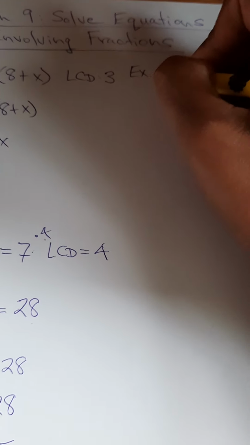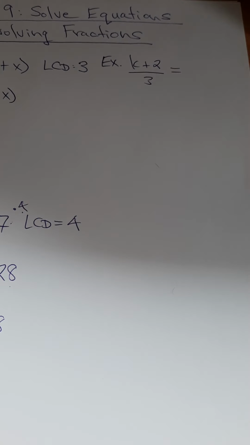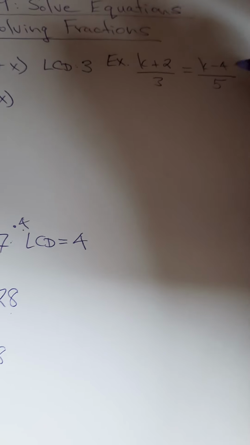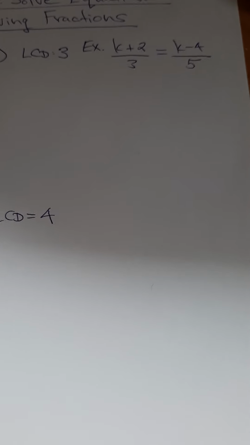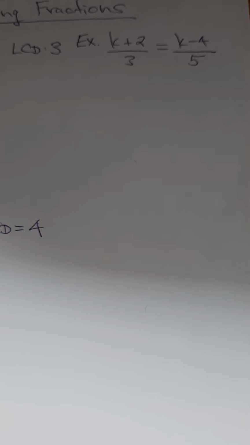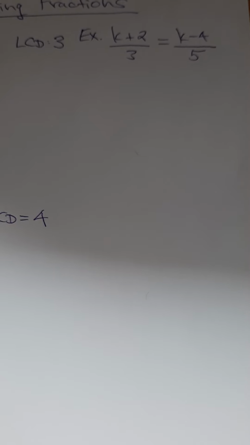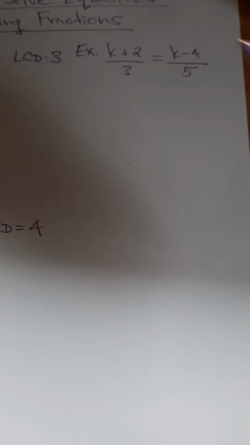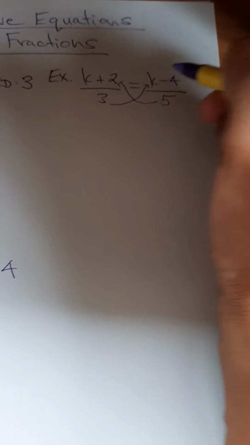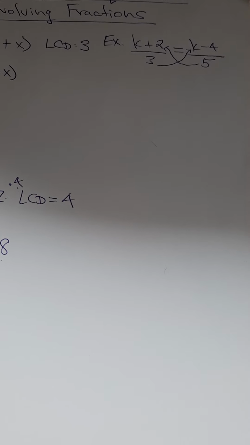I have k plus 2 divided by 3, and it's equal to k minus 4 divided by 5. Okay, everyone can see that? So as you can see, one fraction is equal to the other. I can always take the LCD and just multiply it on both sides, or I can also just cross multiply it. So I'm just going to draw some arrows here, like this, because this basically gives you the same answer as you coming up with the LCD.